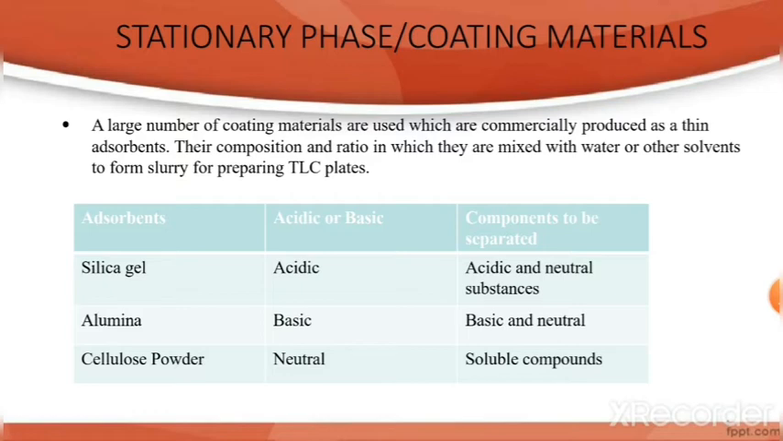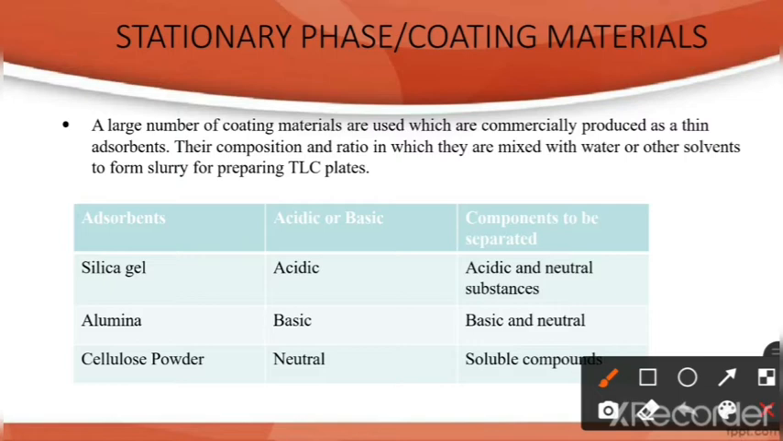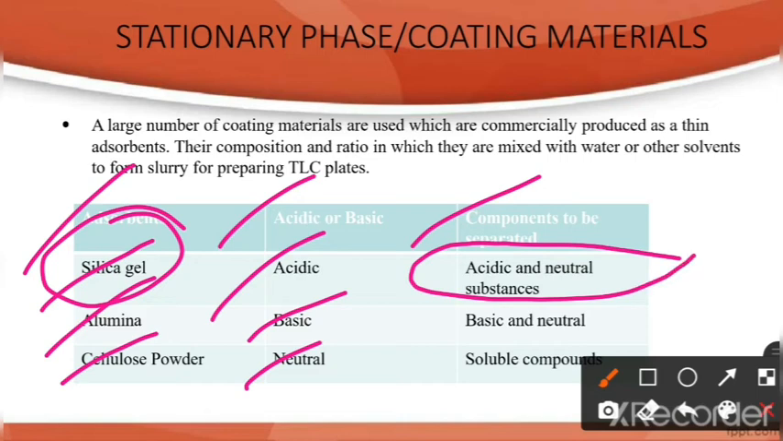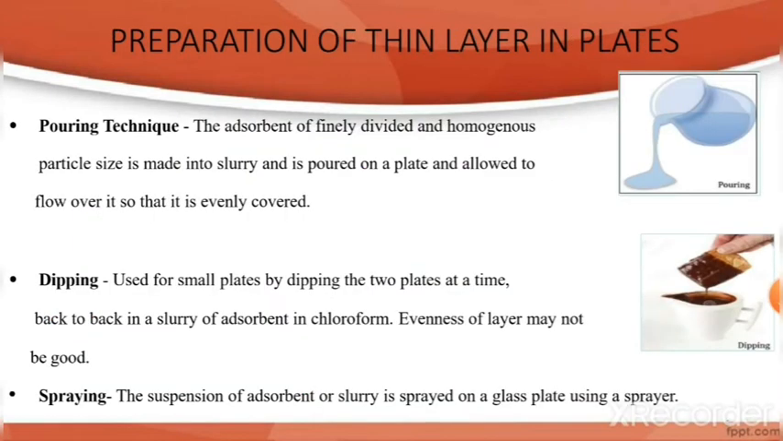Now, the stationary phase or coating materials used in TLC. Let's see that the adsorbents used are silica gel, alumina and cellulose powder. Mostly silica gel is used everywhere. Acidic or basic: silica gel is acidic, alumina is basic and cellulose powder is neutral. Components to be separated: with the help of silica gel, mostly acidic and neutral substances are separated, with alumina, basic and neutral components, and soluble compounds are separated by cellulose powder.